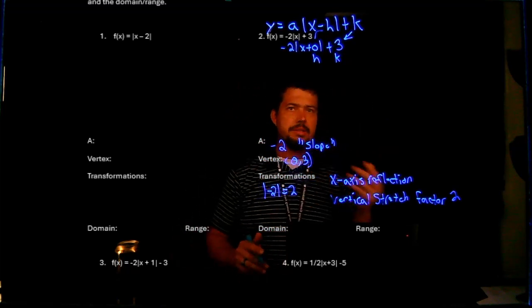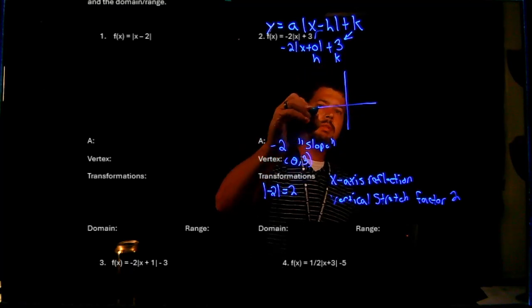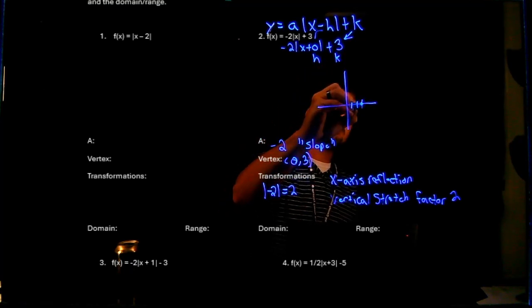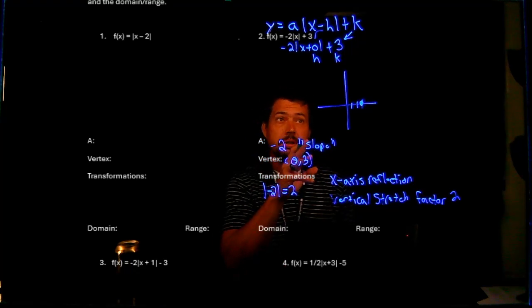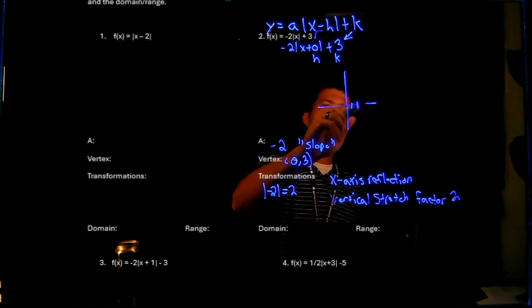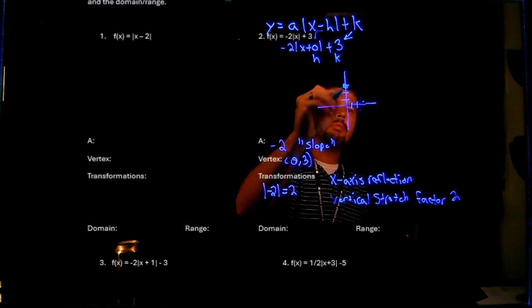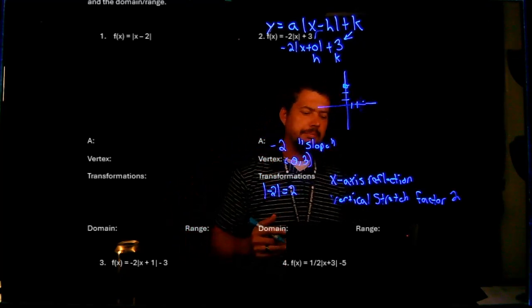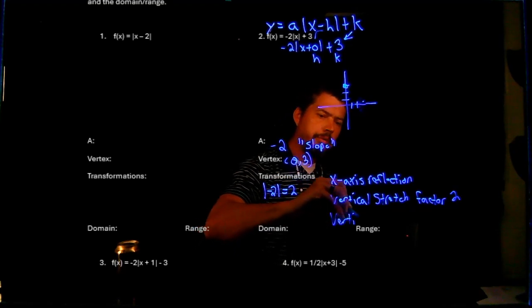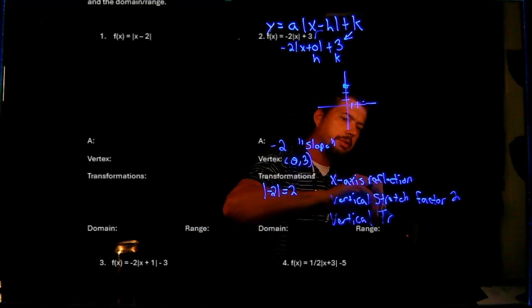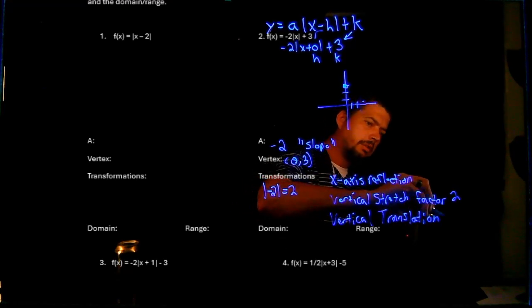Since the vertex, and maybe we'll plot it and look at it first, but the vertex is at 0, 3. So this thing has literally shifted right 3 units. Sorry, I did that backwards. Bad Milbrath. 0, 3 would be up 3. There we go. This thing has been shifted up 3. So we have a vertical translation up 3.